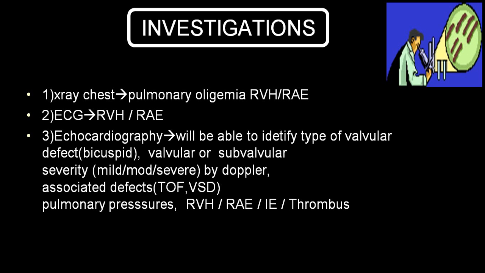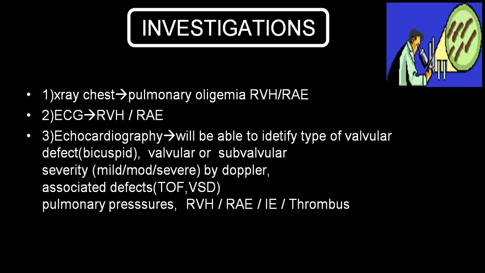The pulmonary valve can be involved by infective endocarditis and can destroy the pulmonary valve, ending up in pulmonary regurgitation. Echocardiography will tell you the type of valve, whether bicuspid or tricuspid. We'll also be able to identify valvular, subvalvular and supravalvular. Depending upon the pressure gradient and the area of opening, you can divide into mild, moderate and severe, where Doppler will give you the best answer.